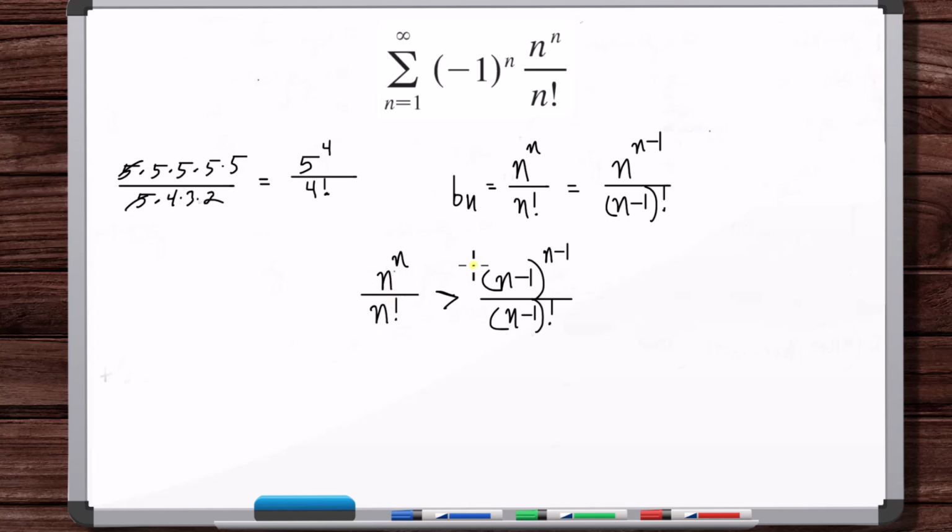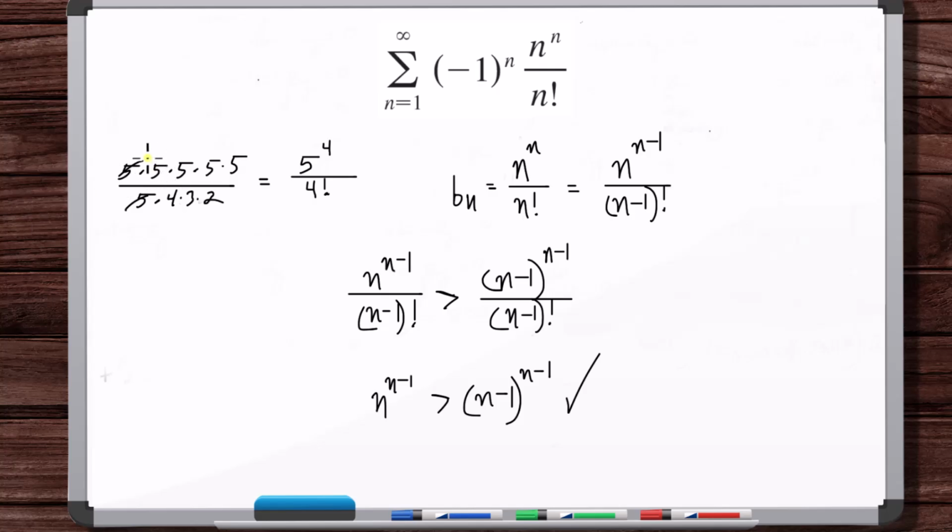Now, since we've got this n minus 1 factorial here, let's use this equality, so that'll make it easier to evaluate. The denominators are the same, so we're just left with this inequality. Is this true for all n? Well, yeah, because you've got the same power, so you just compare the bases. This base is always bigger than this base.